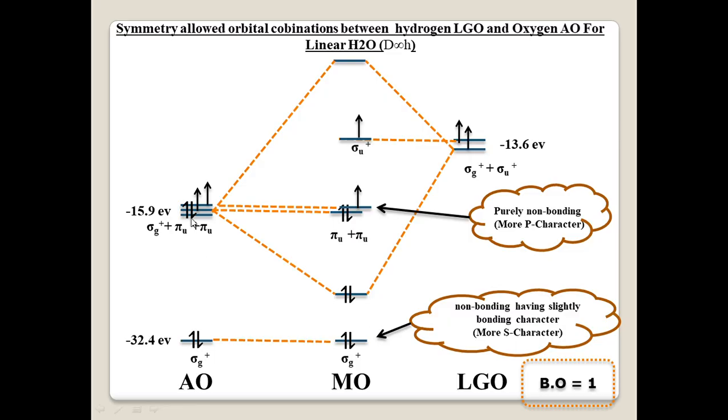And here it is sigma g plus, pi u and pi u. It is sigma g plus and sigma u plus. So only one bonding will be formed, sigma g plus with sigma g plus, that is oxygen with the LGO of hydrogen. Here two non-bonding are present, pi u and pi u. Here one non-bonding is present, that is sigma u plus. Okay. So here our bond order will be 1, that is actually not true. In water, the bond order can be 1, right?